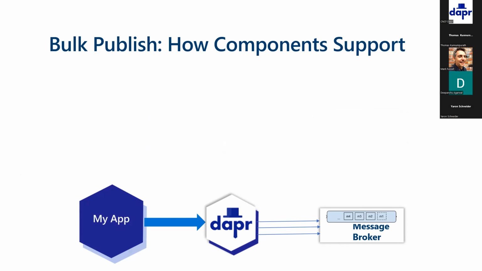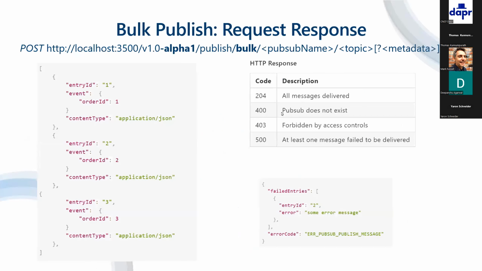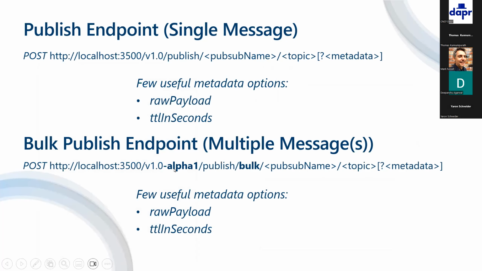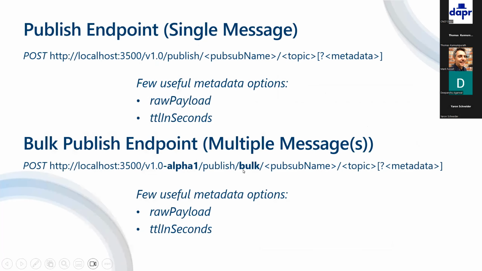Moving ahead, with bulk publish we introduce a new set of APIs. As it is an alpha feature, we have v1.0-alpha1, and then we introduce the new bulk endpoint, wherein you can publish a number of messages inside the same bulk event. As we already know, there are a few metadata options possible with the publish endpoint. Similarly, we can use these metadata options, like raw payload if you want to send raw payload, or TTL in seconds, with the bulk publish endpoint as well.